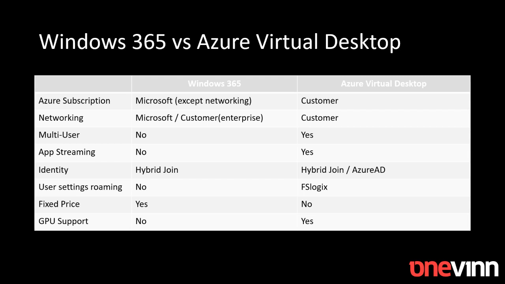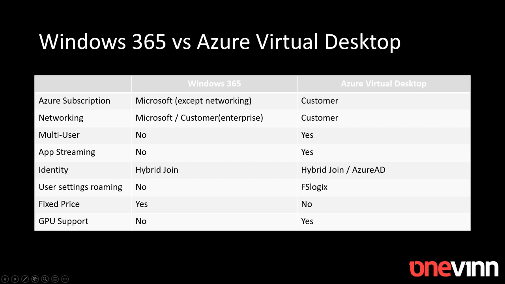So if we go back to our comparison of Windows 365 versus Azure Virtual Desktop. If we look at Windows 365 compared to Azure Virtual Desktop, Microsoft is hosting everything except for networking. So the only thing I have in my Azure subscription is networking. There's a prepaid amount of network traffic you can use. I didn't put it in the slide. And then you pay for the rest on top of that, depending on which license you've bought as well.